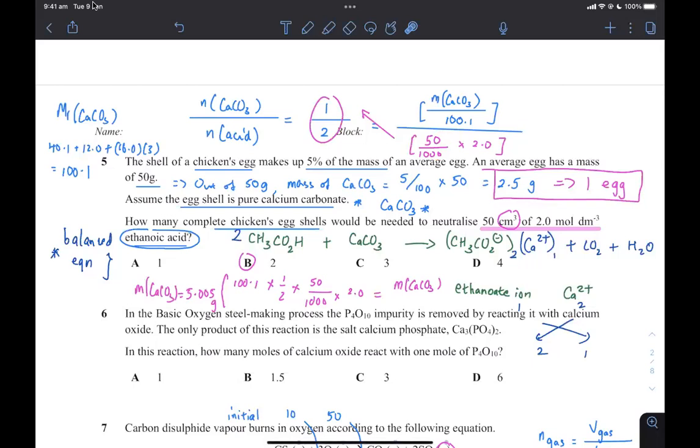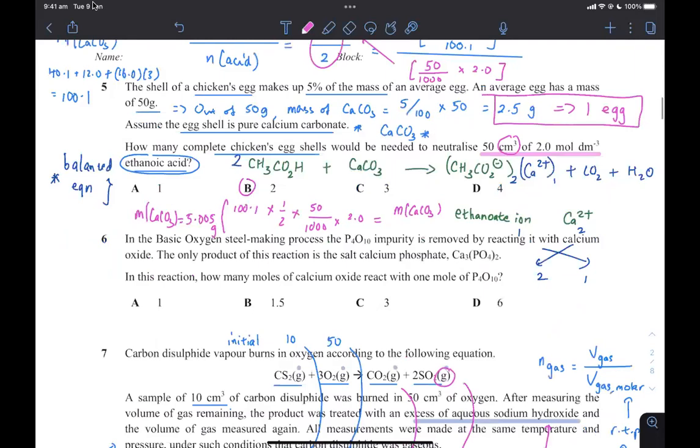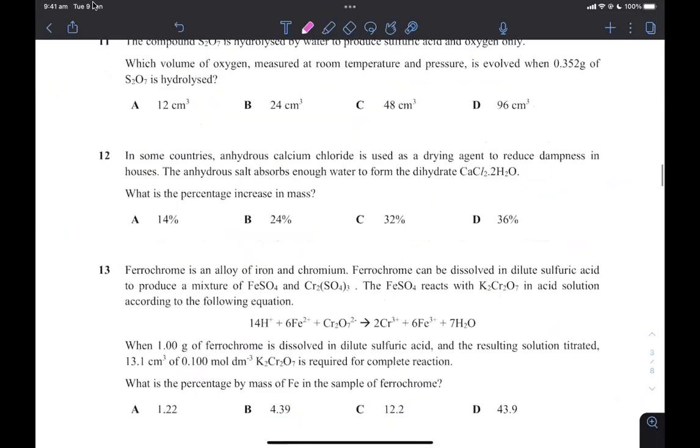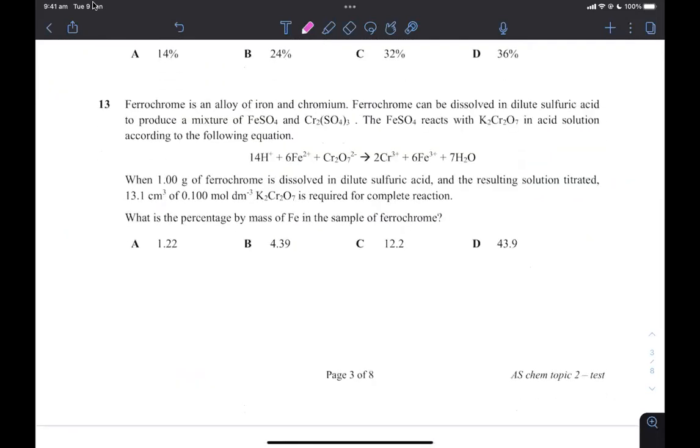Okay, let's continue. What is the next question people want me to go through? You just shout out, okay? You shout out, then you get your question answered. Anyone? People, still 13. There? 13, okay. Ooh, people always choose the difficult question.